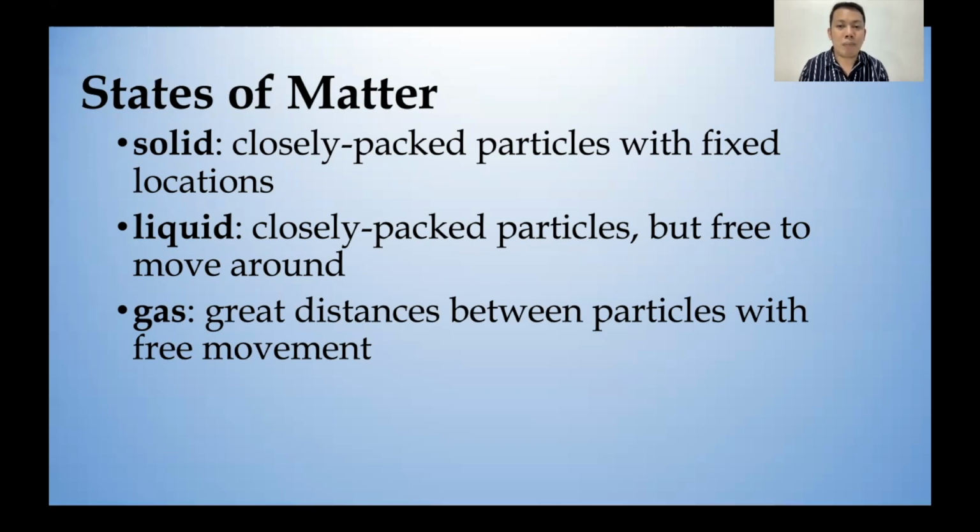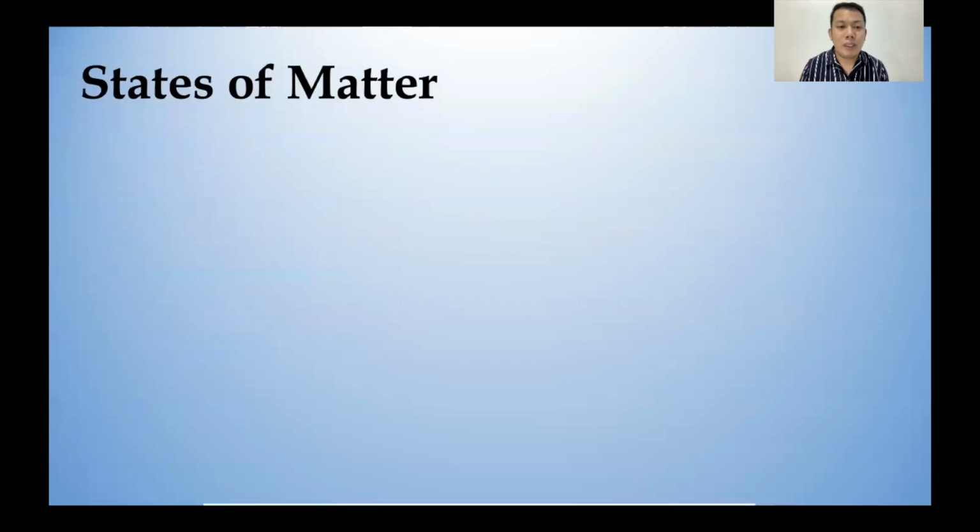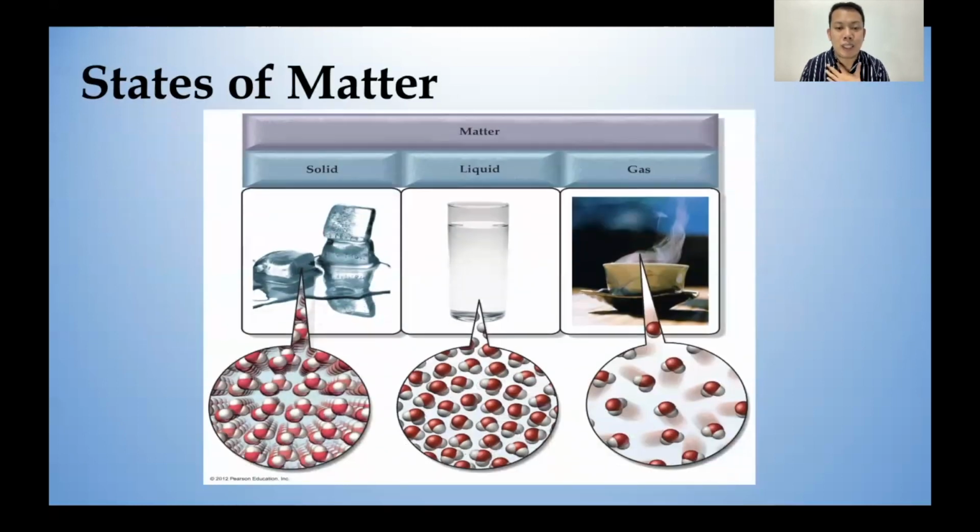Solid, liquid, and gas. By definition, solid: closely packed particles with fixed location, meaning the molecules of a solid cannot move from one place to another. Liquid: closely packed particles but free to move around. They are closely packed but they are flowing. And gas: great distances between particles with free movement. You can see that in this particular example.